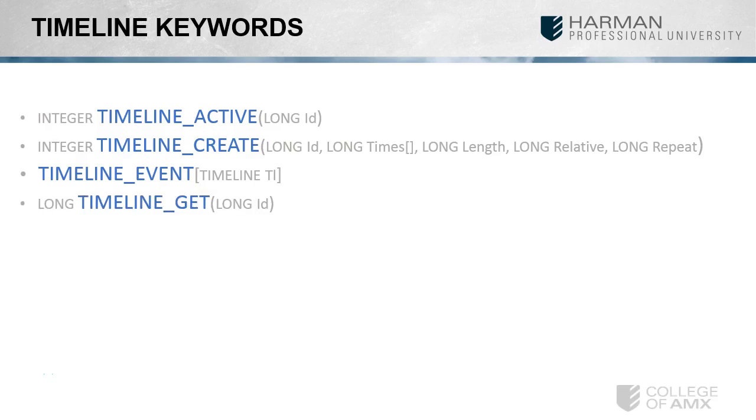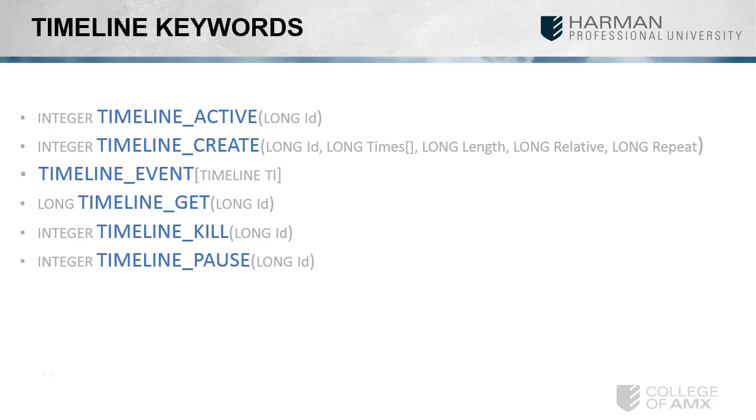Timeline get. This function returns the value of the specified timeline's timer. The timer indicates the number of milliseconds that have passed since the timeline started. If the timeline is paused, the timer is also paused and subsequent calls to timeline get will return the same value. Timeline kill. This function is used to terminate a timeline. Any further references to the specified timeline ID are invalid. It's always best to see if a timeline is currently active before attempting to kill it.